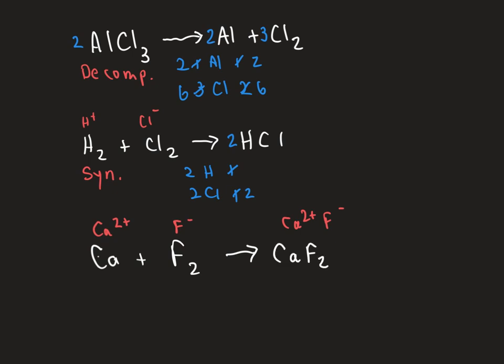CaF2. Now, just because it has a 2 in this formula does not mean that the 2 came from the original subscript of 2 on our fluorine in the initial part on our reactant side. Now we're going to update our atom count. 1 calcium, 2 fluorines, 2 fluorines. This one is balanced.